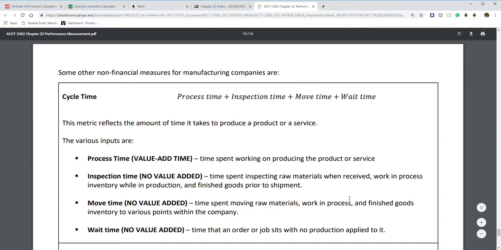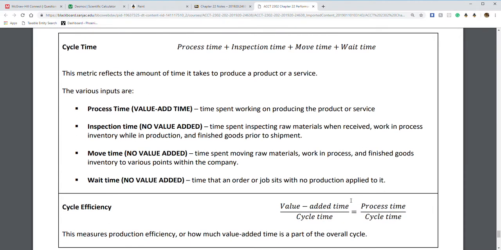And the other non-financial measure that we have is known as cycle time, or basically cycle time and cycle efficiency. Cycle time is how long it takes the product or service to be produced and either sold or finished. Since we're looking at manufacturing, we're going to look more at the production cycle. So first we have process time, and this time is value added time because it is there to produce the product. So time spent working on producing the product. It's going to create revenue.